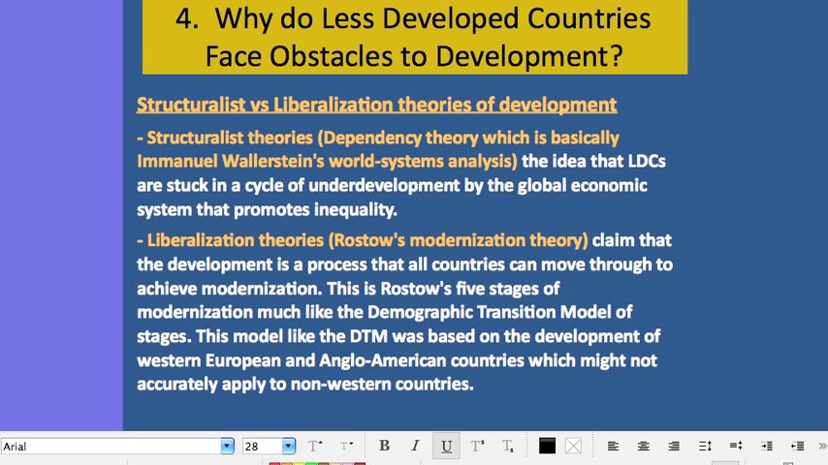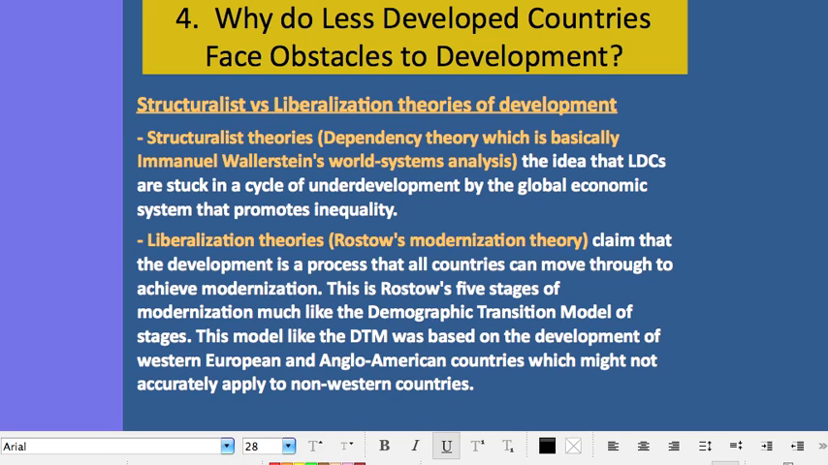Alright, there are two different types of theories of development. These are broader looks at the different types of theories there are. There's structuralist theories and liberalization theories. And so these are two large camps of how countries do develop.